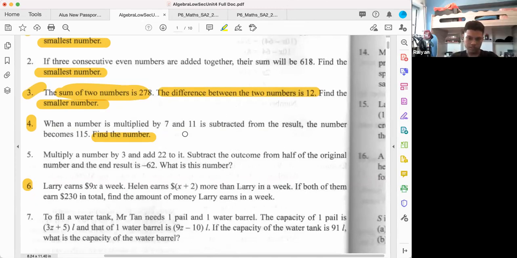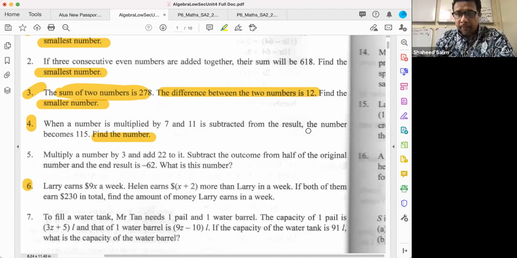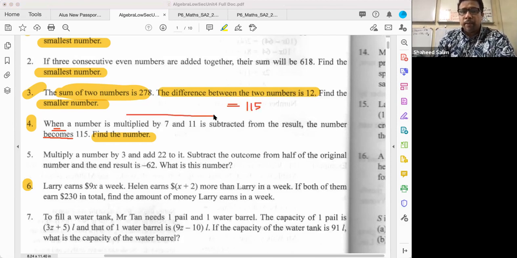The number becomes the word here. This is the group, so you know this is equal down here. You can write equals 115. You need to write the other part of the equation. But this number, what do you let it be? You let the number be x.